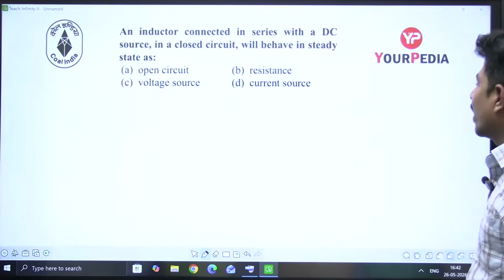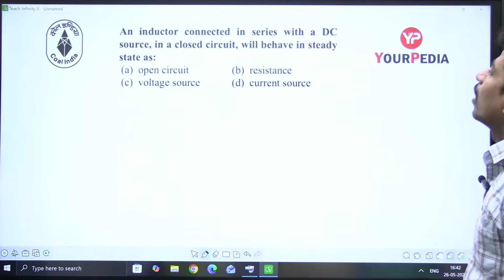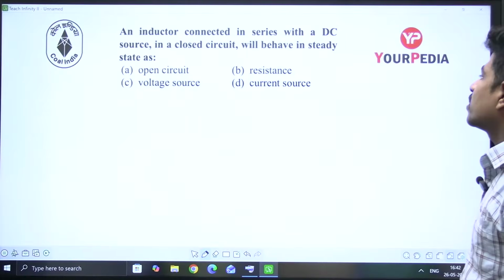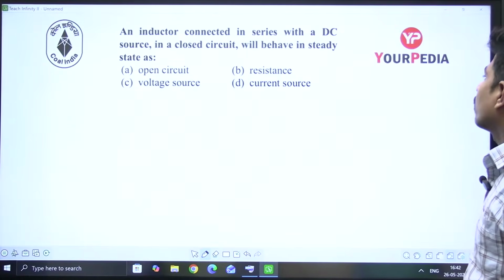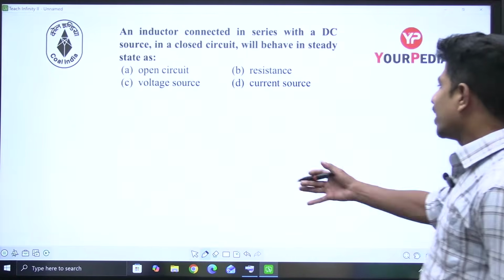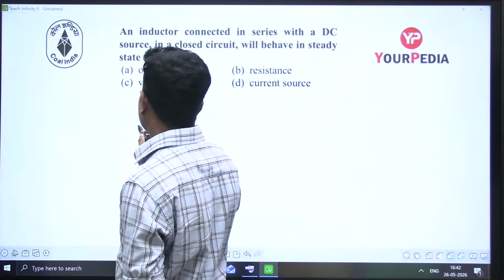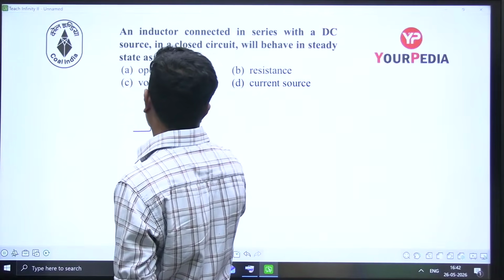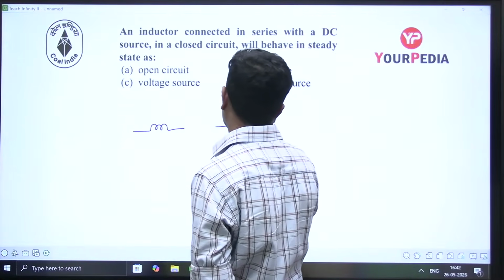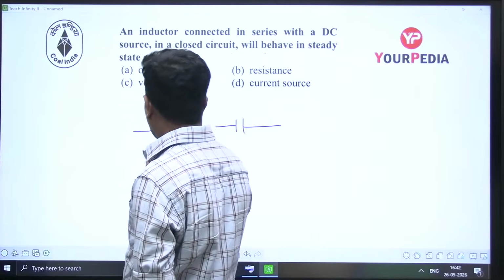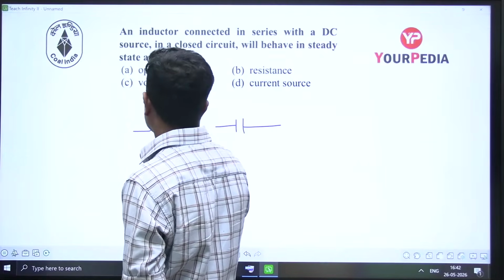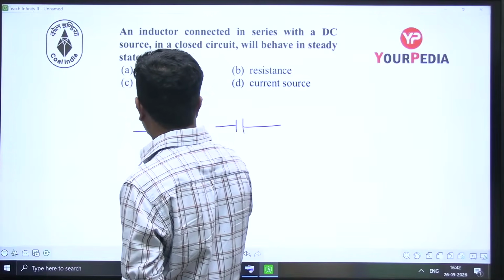Right? Okay, let us see it at the last, at least, no problem. An inductor connected in series with a DC source in a closed circuit will behave in steady state as, see, here some 4 points I wanted to give you. Inductor, okay, and this is a capacitor. We have 4 states or 4 points. One is t is equal to 0, or starting.